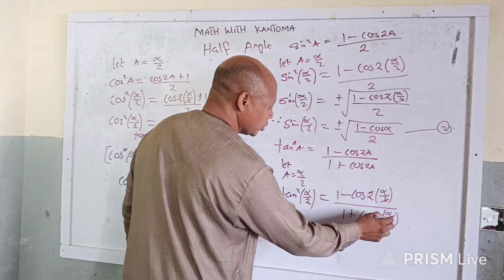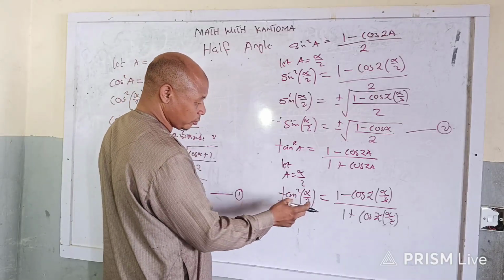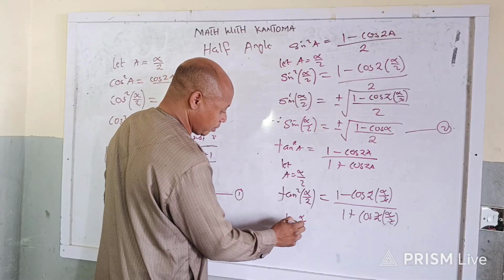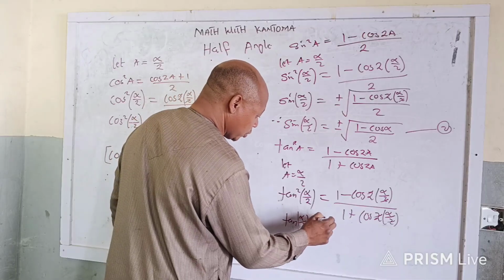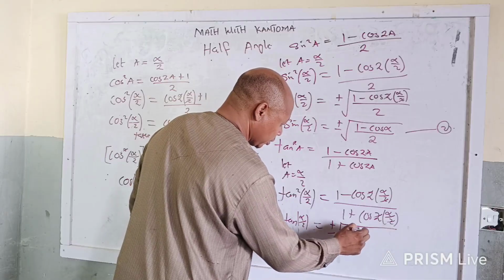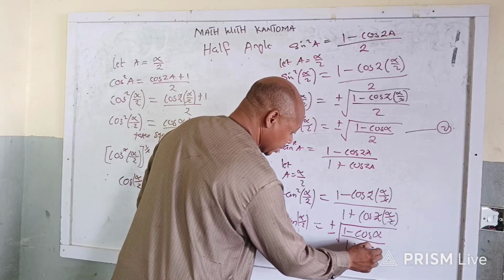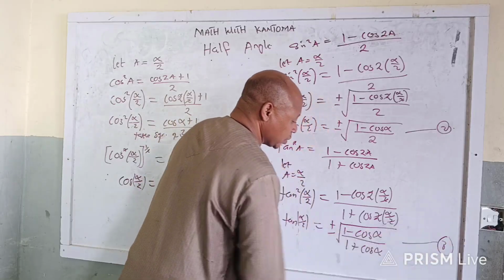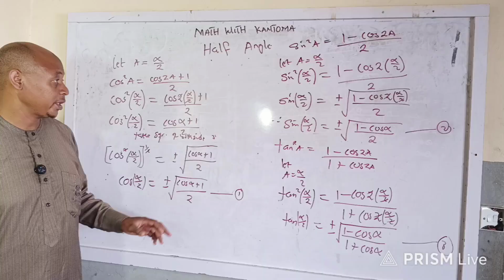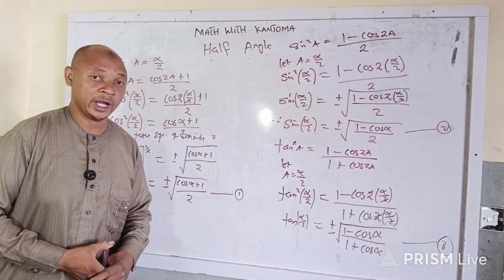So these two will cancel these two, and these two will also cancel these two. Now I can take the square root of both sides to remove the power here. So I will be left with tan alpha over 2 is equal to plus or minus the square root of 1 minus cos alpha divided by 1 plus cos alpha. So this is equation 3. These are the three half angle formulas, and we have successfully derived the half angle formulas with respect to sine, cosine, and tangent.